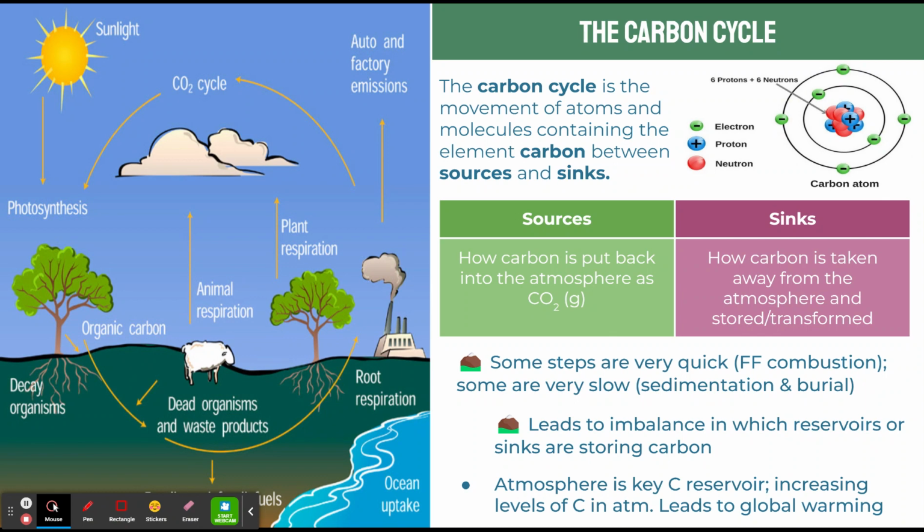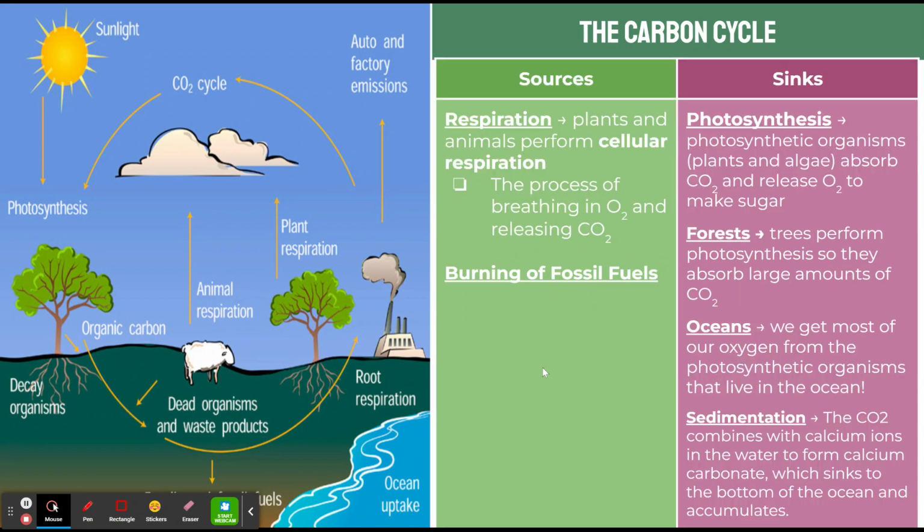Some of these steps are very quick, such as fossil fuel combustion. FF from now on means fossil fuel. So fossil fuels are non-renewable resources such as coal and oil, and when they are burned, they release carbon dioxide into the atmosphere. This is a rather quick process, so it's putting out a lot of carbon dioxide into the atmosphere at a very fast rate. So this would be an anthropogenic, a human source of carbon dioxide into our atmosphere, where some steps are very slow, such as sedimentation and burial.